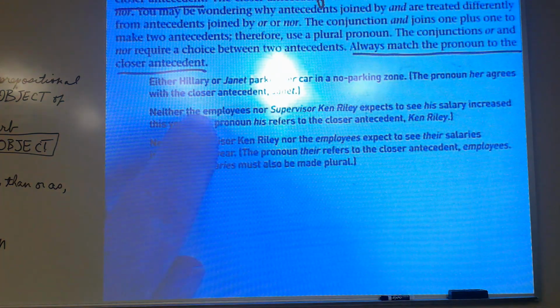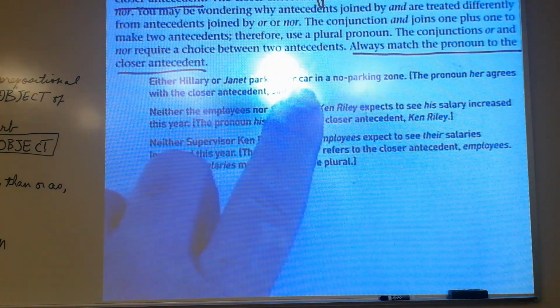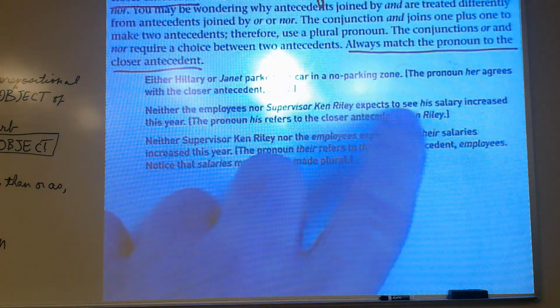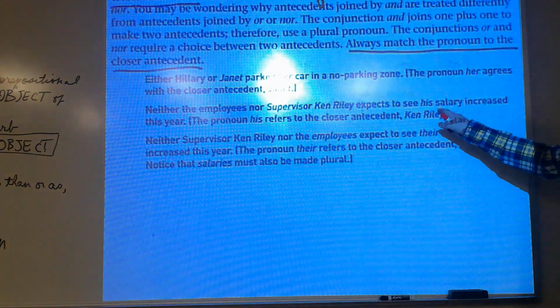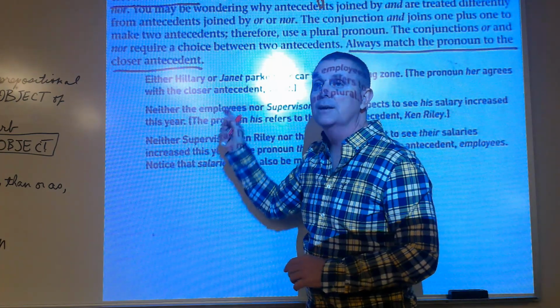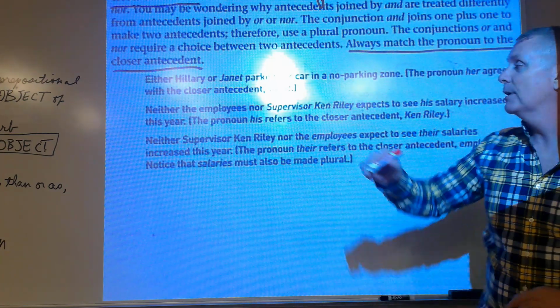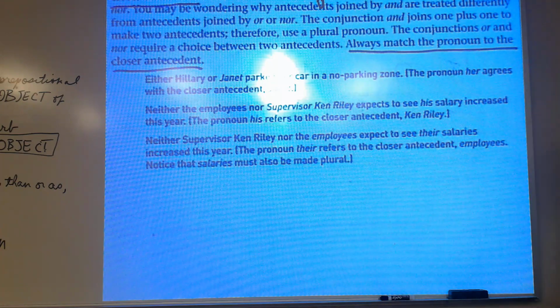Neither the employees nor Supervisor Ken Riley, we're going to refer to the one closest, expects to see his. Ken is masculine, so we're going to use a masculine pronoun to refer to singular Ken. His salary increase this year. It's one or the other, even though employees could be male and female. We're going to refer to the one closest to the pronoun referring to it.